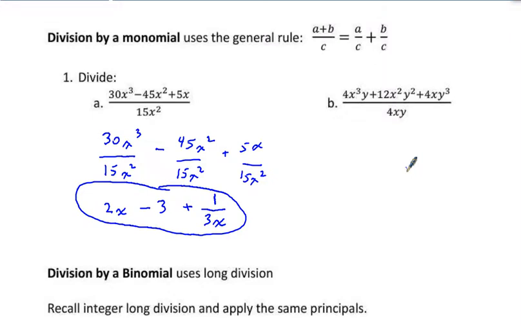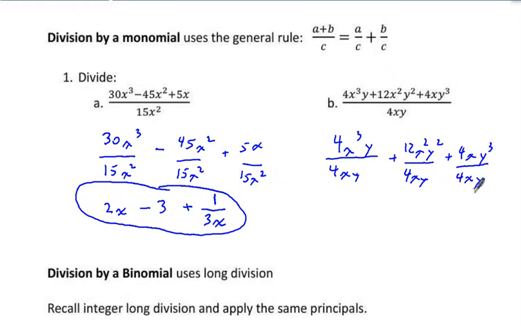It might be a good idea to pause the video and try example 1b on your own, and when you're ready, push play to see if you got it right. 4x cubed y divided by 4xy, plus 12x squared y squared divided by 4xy, plus 4xy cubed divided by 4xy.